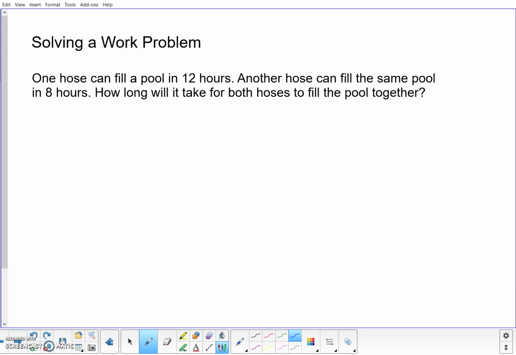Alright, here's a couple word problems for us to try. Alright, here we go. One hose can fill a pool in 12 hours. Another hose can fill the same pool in 8 hours. How long will it take for both hoses to fill the pool together? Alright, so there are a couple different ways we can approach this, and I'm going to show you two different ways you can set up your equation.